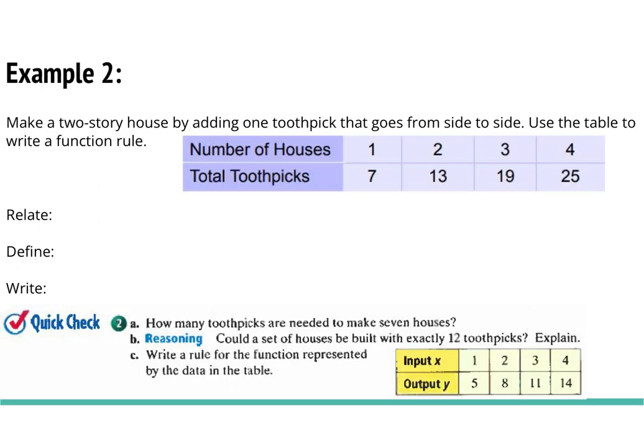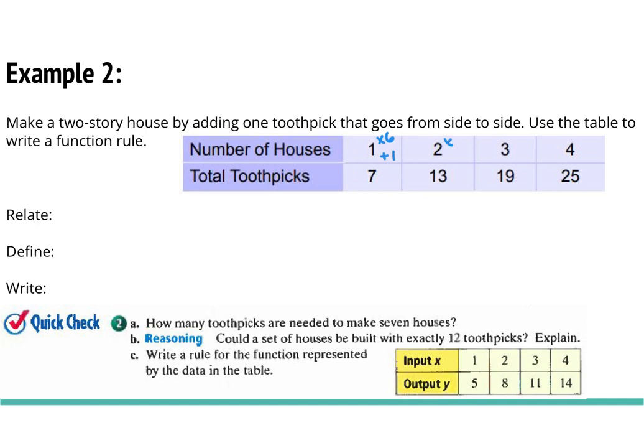Example 2: we need to make a 2-story house by adding one toothpick that goes from side to side. We're using the table to write our function. For every house we're making, we would multiply it by 6. So if I multiply 1 by 6 and then add 1 to that, I would get 7.